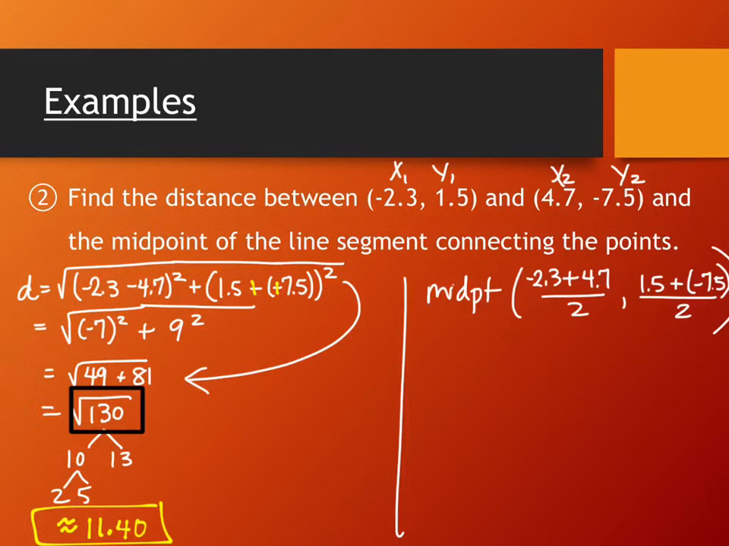So if I take negative 2.3 plus 4.7, just so that I have an in-between step, not because you have to, but just so you have it, I have 2.4 divided by 2. And on the other one, when I do 1.5 minus 7.5, I have negative 6 divided by 2. So again, you don't have to show that step, but if it helps you, then by all means do so. Otherwise, you get 1.2 comma negative 3.